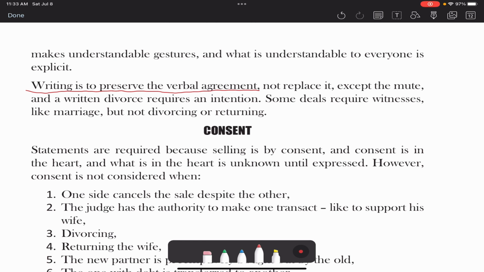Some deals require witnesses, like marriage, but not divorcing or returning. A divorce does not require a witness, and a return of the wife to the marriage does not require a witness.